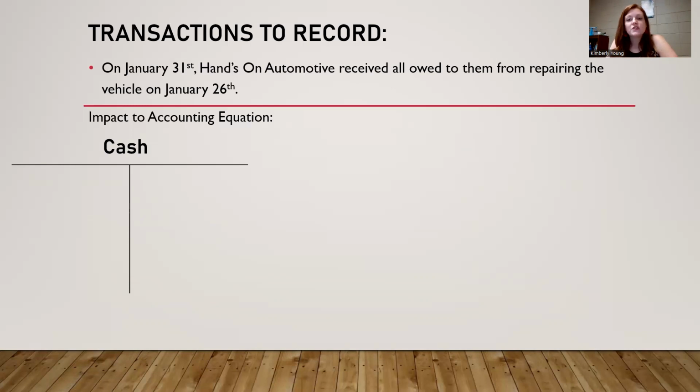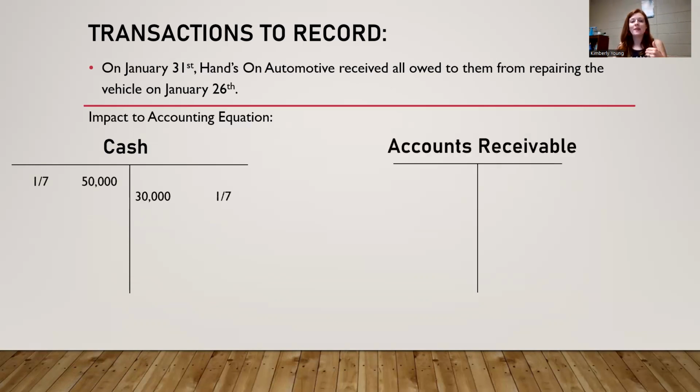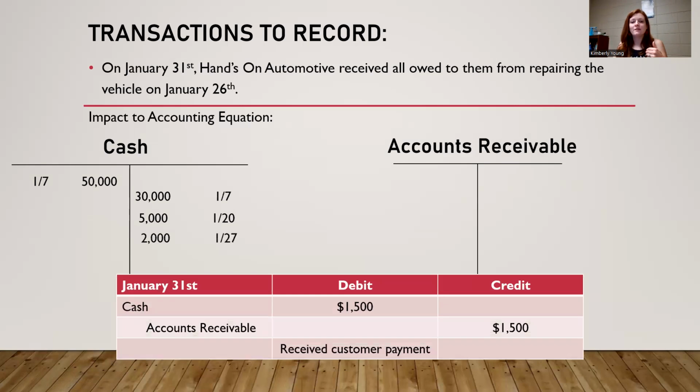On January 31st, they receive all of the owed money from repairing the vehicle on January 26th. So remember, we earned revenue of $1,500 just a couple days ago, and now the customer's paying us. So now we're going to get cash. They owed us $1,500 in cash, and now they gave it to us. We increased cash, so we're going to debit cash for $1,500, and we're going to credit accounts receivable.